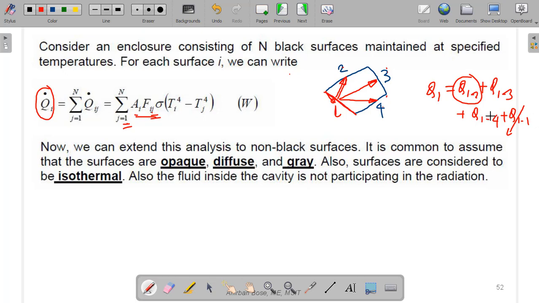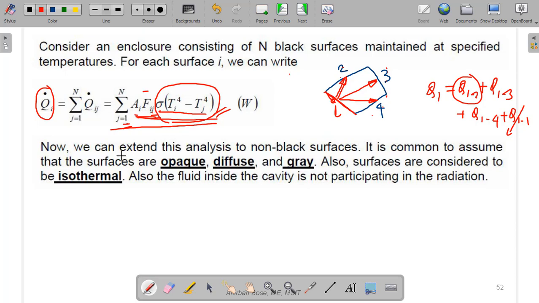So let us find out what this value is. This is basically the summation rule that you have to apply to find this quantity. Till now we have understood the black surface case, because here all the surfaces have been considered as black surfaces, and that is why the summation rule is applied. It will be simply sigma times T I to the power 4 minus T J to the power 4, because that is the black body emissive power that has been considered along with this product.